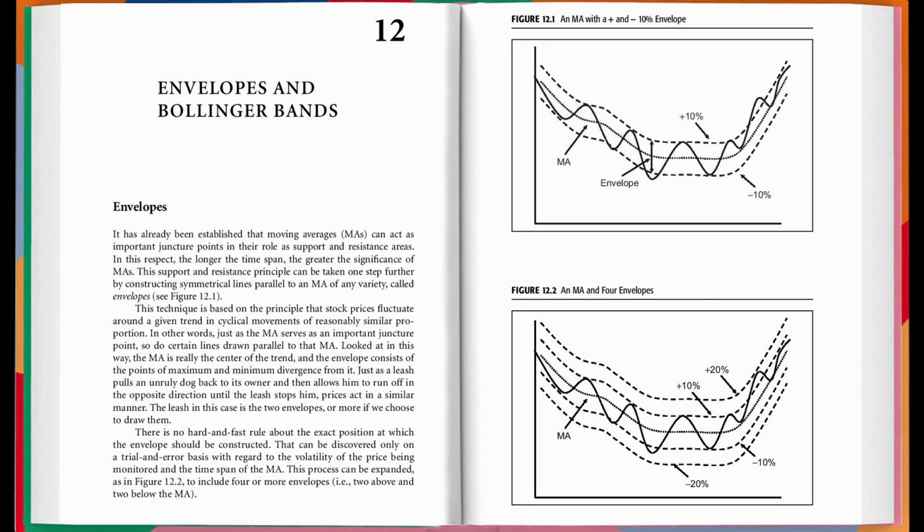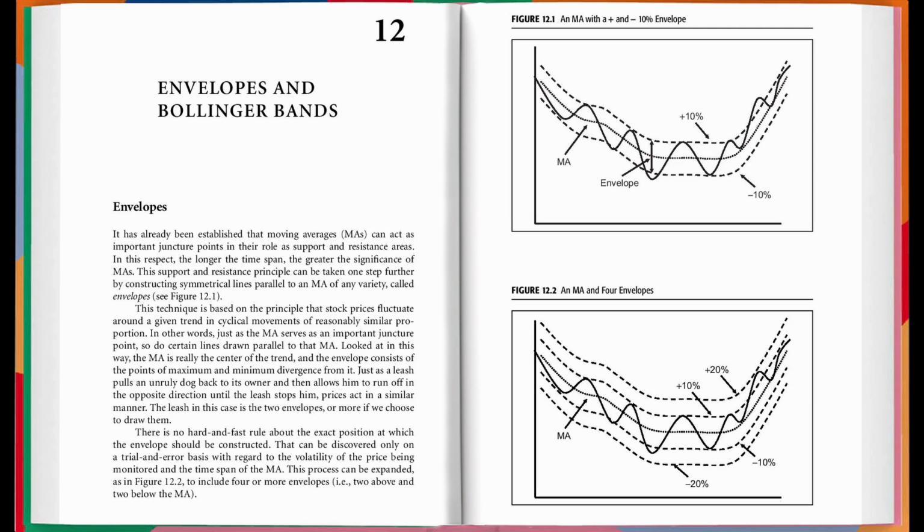Chapter 12. Envelopes and Bollinger Bands. Envelopes. It has already been established that moving averages (MA) can act as important juncture points in their role as support and resistance areas. In this respect, the longer the time span, the greater the significance of MAs. This support and resistance principle can be taken one step further by constructing symmetrical lines parallel to an MA of any variety, called envelopes, see Figure 12.1.